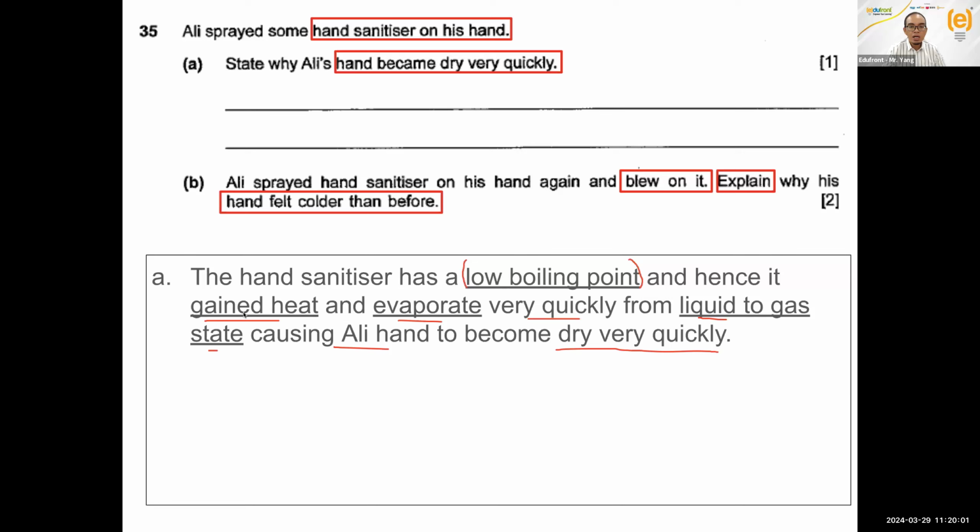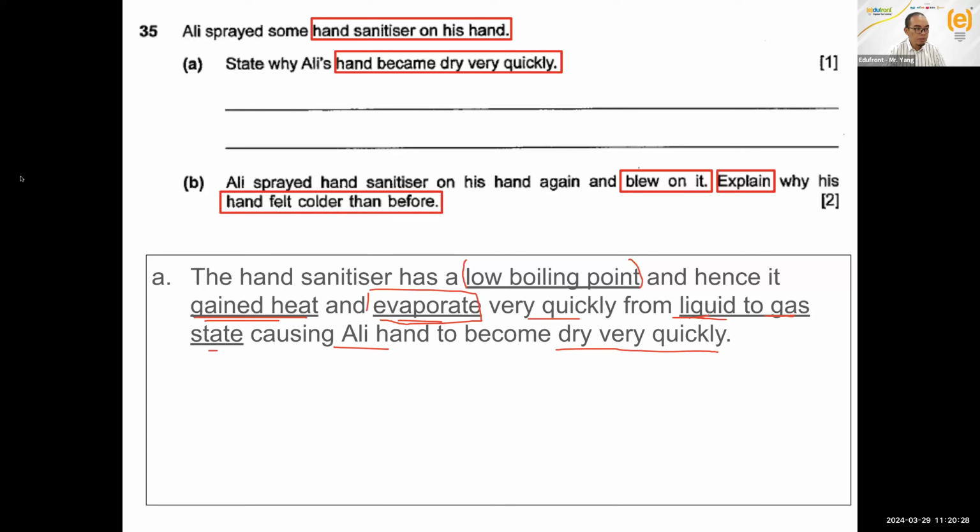Now, let's recall, what does evaporation mean? Evaporation is a change of state from liquid state to gas state. So this is part of the answer here, and it must gain heat. So evaporation involves gaining heat. Okay, so that's why Ali's hand becomes dry very quickly.